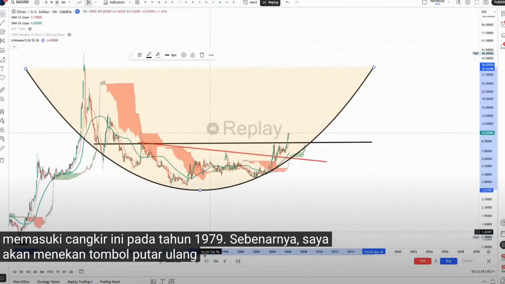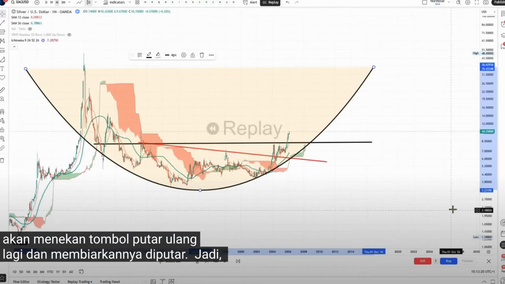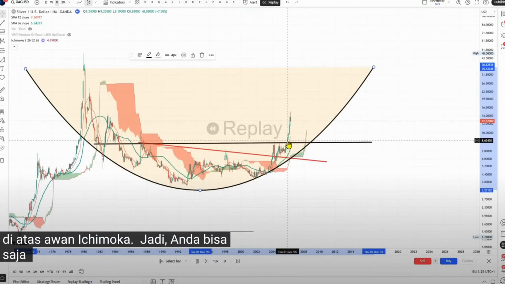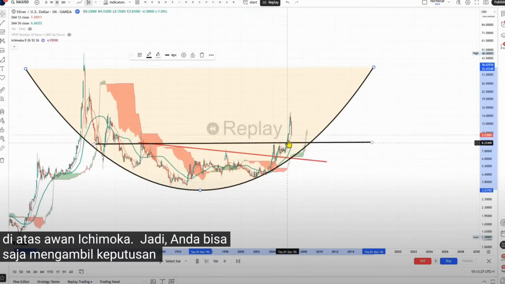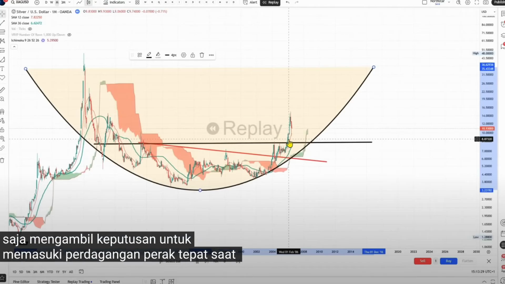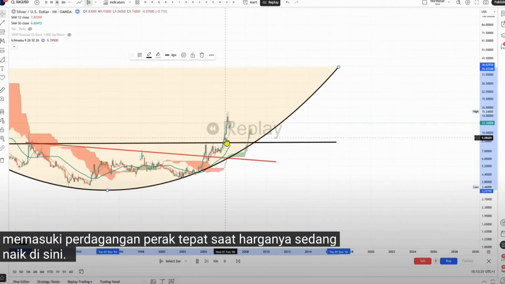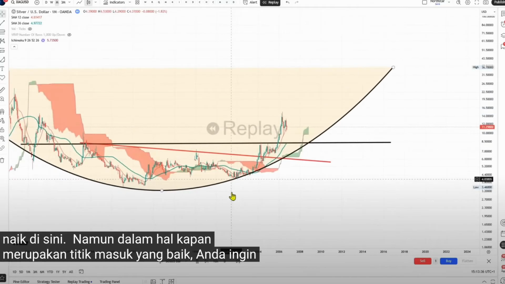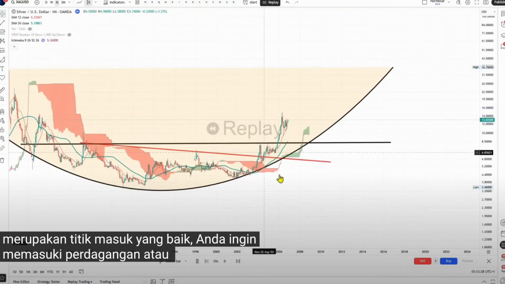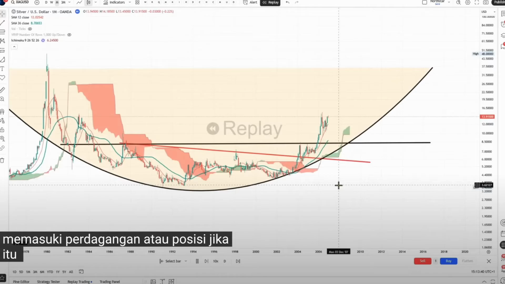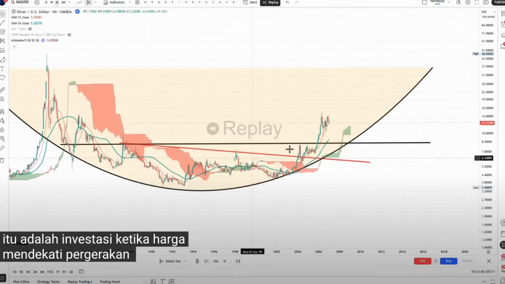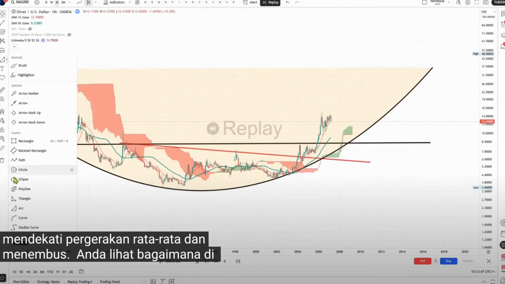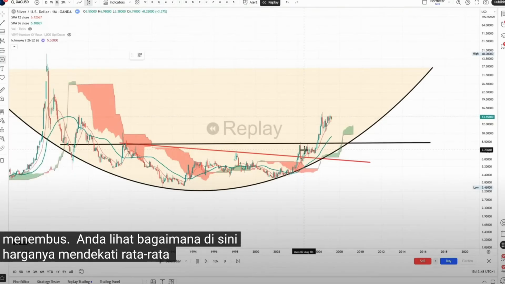I'm just going to hit the replay button again and let it play out. So we're above the moving averages and we're above the Ichimoku cloud. So you could very well have taken a decision to enter the silver trade just as it was breaking out here. But in terms of when is a good entry point, you want to be entering a trade or a position, if it's an investment, when the price is close to the moving averages and breaking out. You see how just here, the price is close to the moving averages.